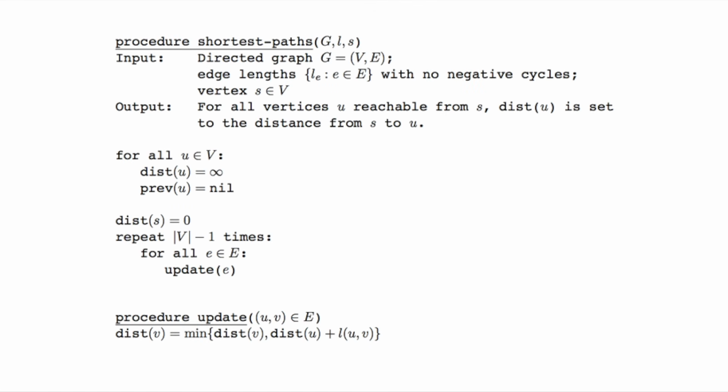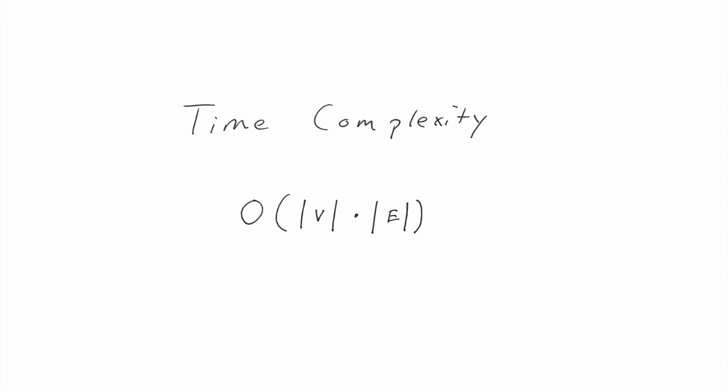Here's the pseudocode one more time. The time complexity is big O of v times e, which you can easily deduce from the code.